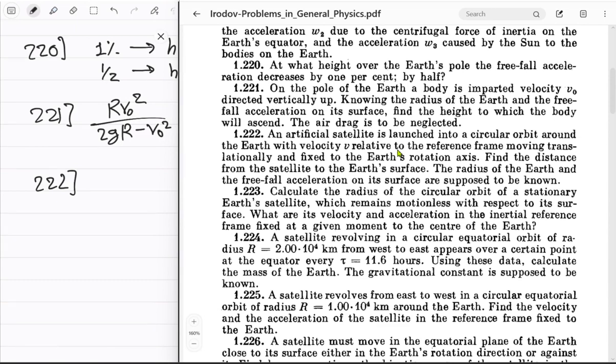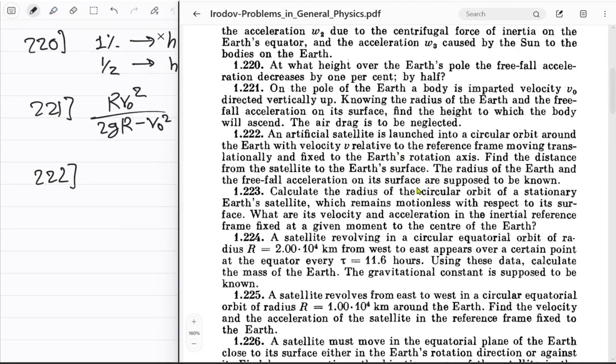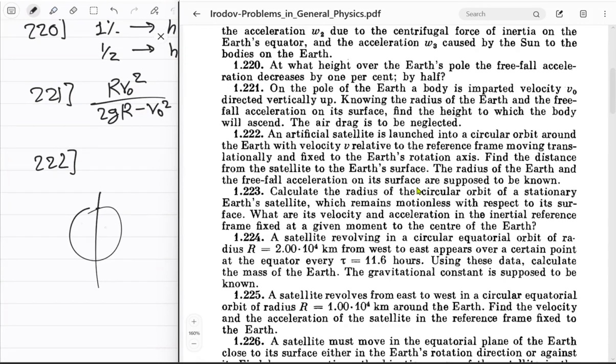Right, but what about it? An artificial satellite is launched into a circular orbit around the Earth with velocity something related to the reference frame, moving translationally and fixed to the Earth's rotational axis. So you got this Earth, you got the rotation axis, this reference frame. It is like the rotating reference frame of the Earth, right? This vector is like rotating, whatever. This is fixed. And what else are we doing? You got an artificial satellite launched into the circular orbit around the Earth with velocity v with respect to this space reference frame, basically. Find a distance from the.